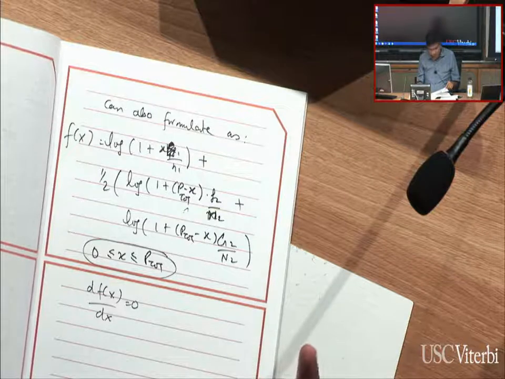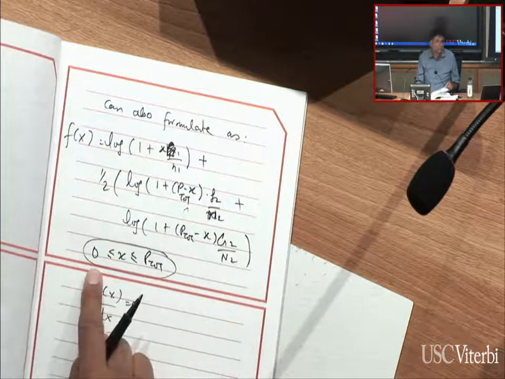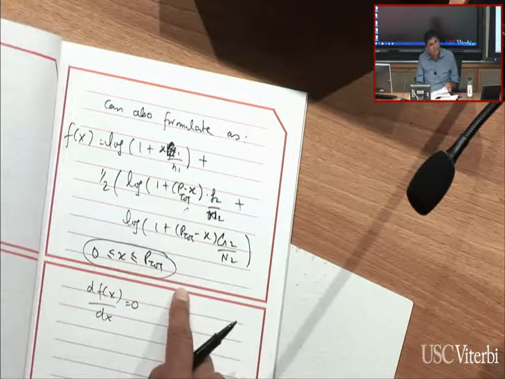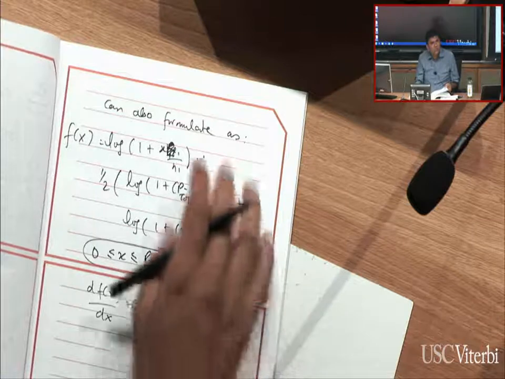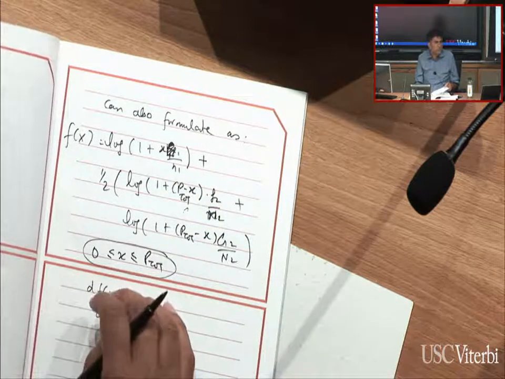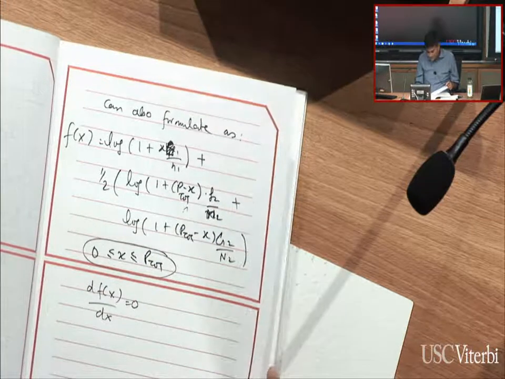So one of 3 things will be the right answer: either the outcome of this solution, or P total, or 0. Right? If the outcome of this expression tells you to choose an X higher than P total, then you pick P total. If the outcome tells you to pick a value smaller than 0, then you pick 0. But if it's in between, that's the answer. So you can kind of solve it that way.